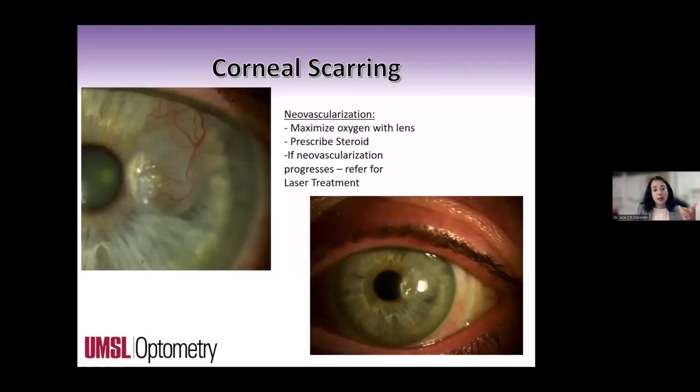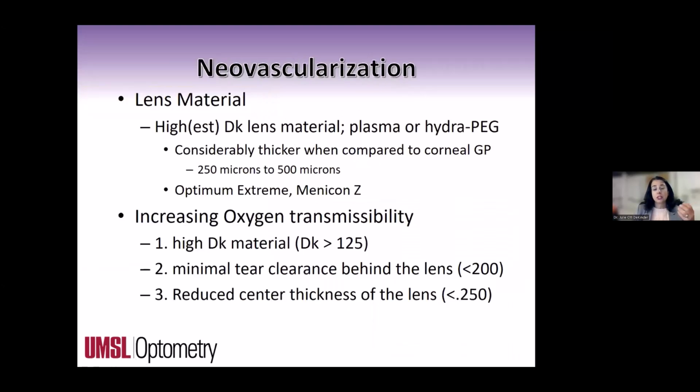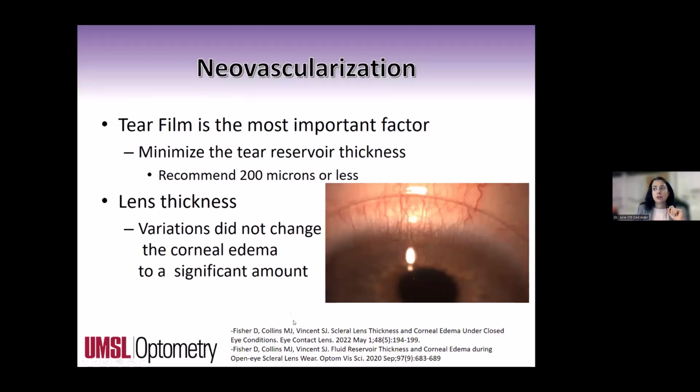So how do you maximize oxygen if you're worried about neovascularization? Highest DK material possible. So thinnest lens possible, 250 or lower. And then you want to decrease that center thickness, that tear film, to 200 microns or less if you can do it. And your limiting factor there. So if you put them in that 200 DK material, fantastic. And you've got it down to a 250 micron lens thickness, also wonderful, but truly it's the tear film that's a limiting factor. And there's some new research that's come out that's really saying you've got to keep it at 200 or less.